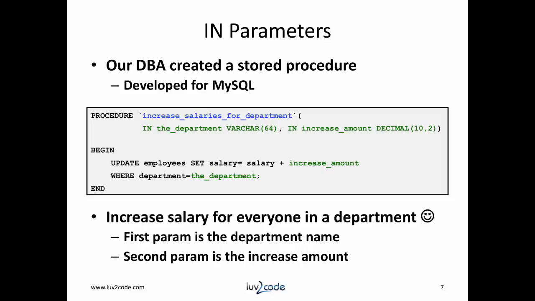Let's start with in parameters. For this parameter, we are only passing an input parameter, and the parameter is read-only. Our DBAs created a stored procedure on the database. This stored procedure will increase the salary for everyone in a department, which is kind of cool. The procedure takes 2 parameters. The first parameter is the department name. The second parameter is the increase amount. So for example, we can call this stored procedure and increase the salaries of employees in the engineering department by $10,000.